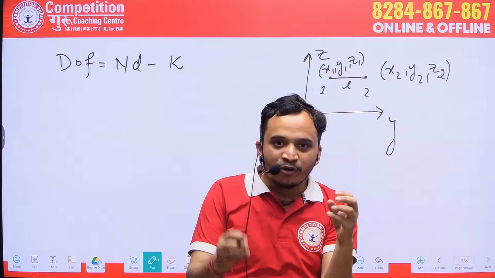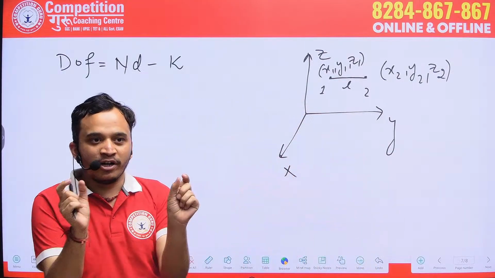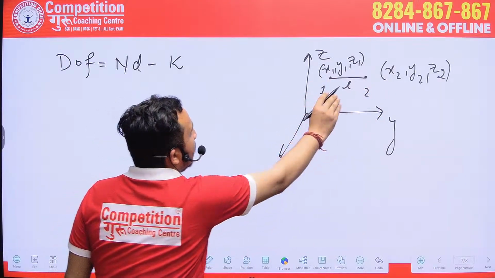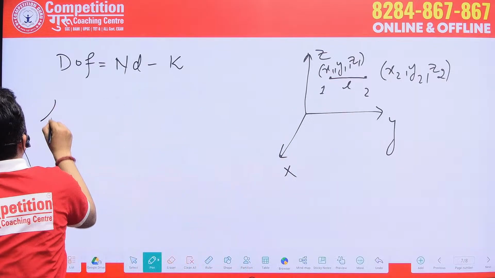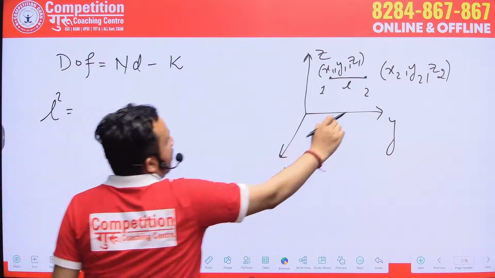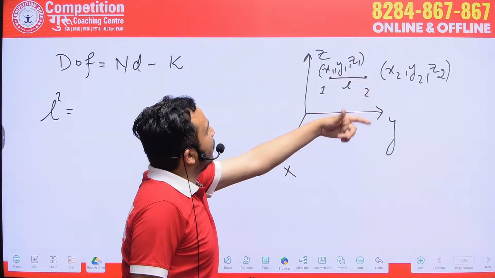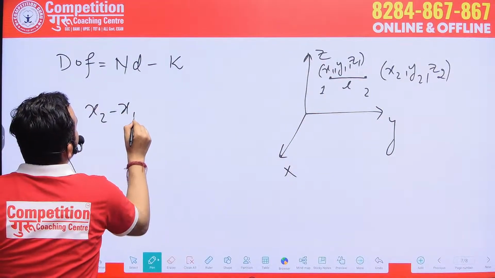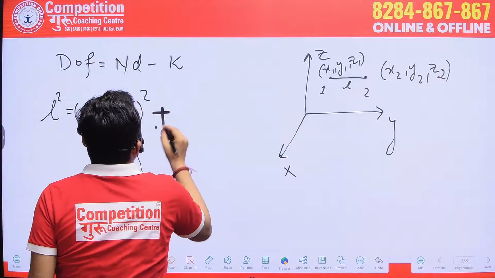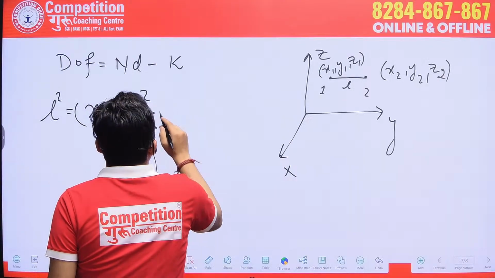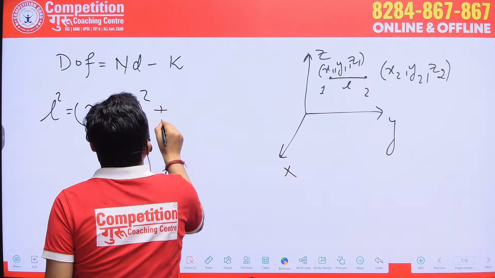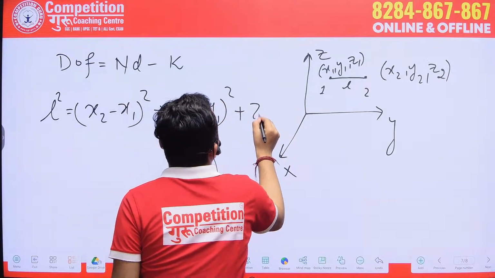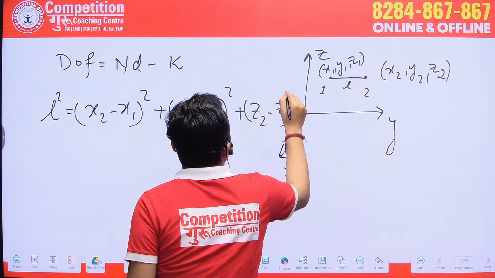So we know that if we have 2 points, and if we want to find the distance between these 2 points, there is a distance formula. What is that distance formula? That is, for example, L. So L square is equal to the square of the difference between the corresponding coordinates, that is (x2 minus x1) whole square plus (y2 minus y1) whole square plus (z2 minus z1) whole square.